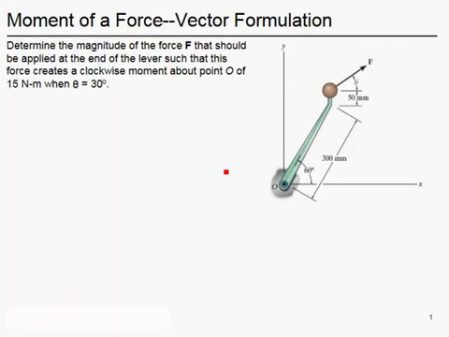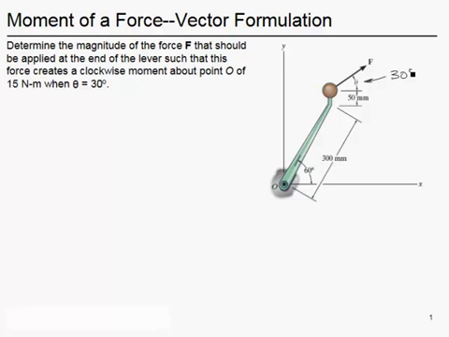Now we're going to consider a problem in which we have to find a force that would generate a specified moment. The problem statement says that we have to determine the magnitude of the force F that should be applied at the end of the lever such that the force creates a clockwise moment about point O of 15 Newton meters. We're given this angle theta as 30 degrees. So the question is, what is this force F that's going to give us this clockwise moment around O, which is specified in the problem statement?